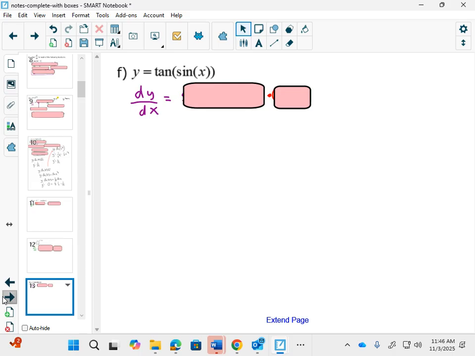Not a product rule, because it's not tan x times sine x. Sine x is inside of tan x. So derivative of the outside, derivative of tan is secant squared. So we need to do secant squared and keep the inside the same. So if the derivative of tan x is secant squared x, the derivative of tan sine x would be secant squared sine x. And then because it's a chain rule, derivative of the inside, positive cos.